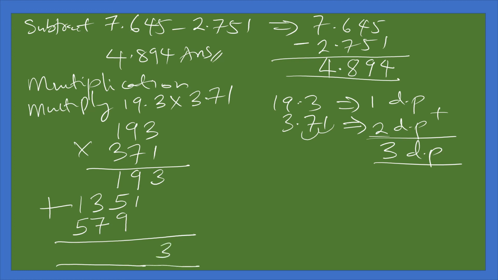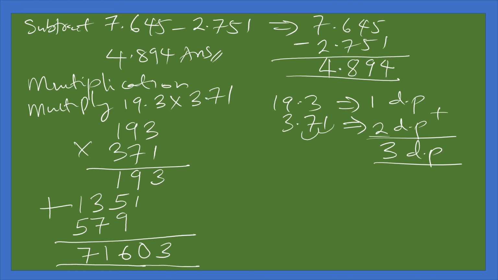Now, what do you now have? You bring down this 3. 9 plus 1 is what? 10. You write 0, carry 1. Now, 5 plus 1 is 6. Plus 9 is what? 15. Plus that 1, 16. Write down 6, carry 1. 3 plus 7 is 10. Plus that 1, 11. Carry 1. Now 1 plus 5 is 6. Plus that 1 is what? 7. Very simple. Now, because you already know your decimal places, what do you now do?